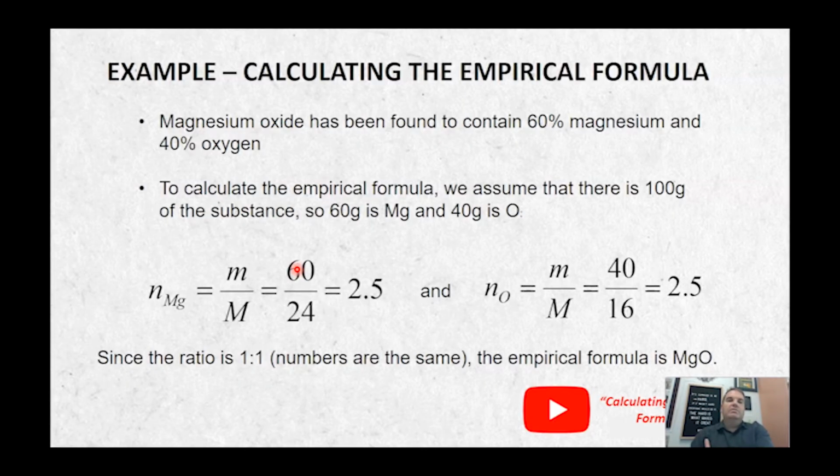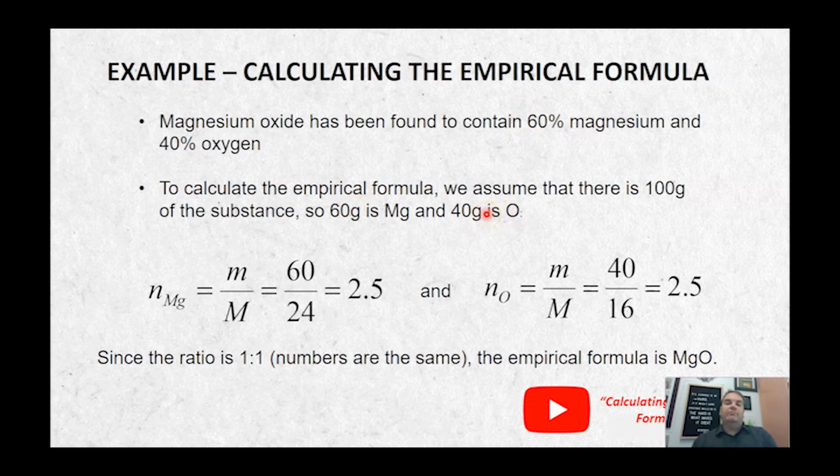So if we want to calculate the empirical formula, we need to know the percentage of something. If we had a substance that we knew was magnesium and oxygen, and we found that it contains 60% magnesium and 40% oxygen, we could work out what the formula is. To do that, assume there's 100 grams because it's percentage, so 60 grams of it must be magnesium and 40 grams must be oxygen.